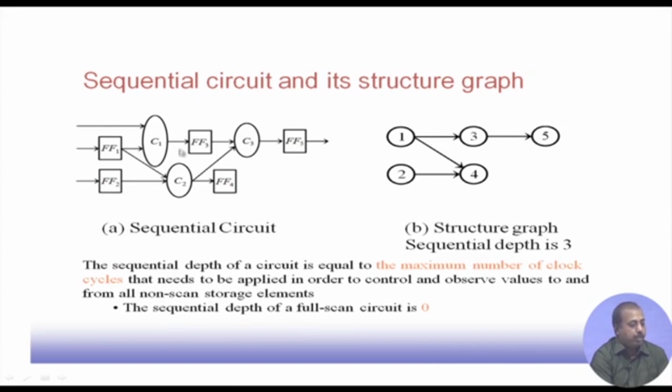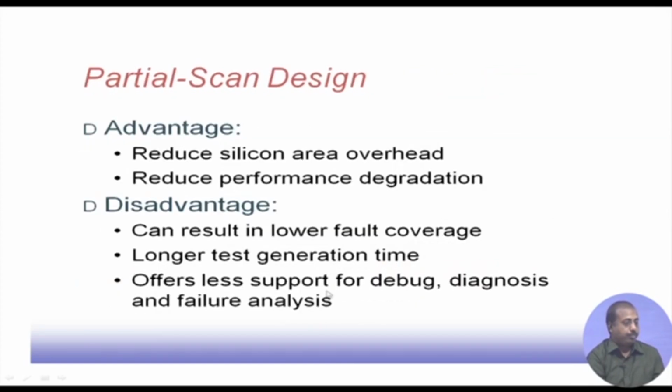So, somehow I have to excite this C1 and C3 in such a fashion that this flip flop 1's response propagates through this C1, flip flop 3 and C3, and comes to flip flop 5. Whether that is possible or not is a different issue, because that will depend on other inputs that I have to set for C1 and C3. But if it is possible, even in that case it requires 3 clock cycles for this flip flop 1 value to come at the output of flip flop 5. So, the sequential depth is 3 in this case.